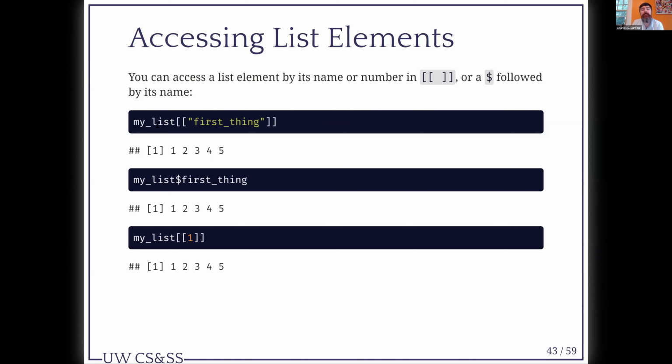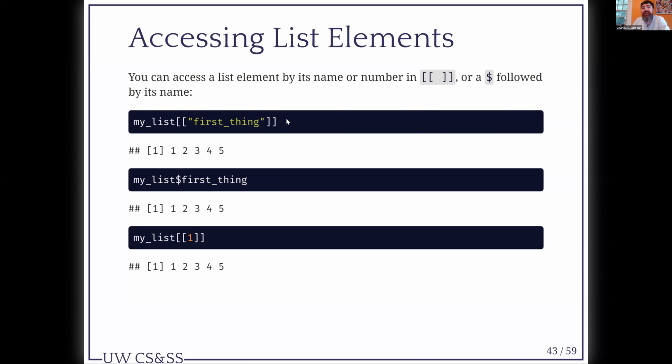Okay, if I say, take my list, subset to the first thing, I will get 1, 2, 3, 4, 5, because that's the first element of this list. If I say my list, $ first thing, I get 1, 2, 3, 4, 5. I could also numerically subset if I use the square brackets. I say my list, double brackets, 1, and I get 1, 2, 3, 4, 5. These are 3 equivalent ways to subset data in a list, okay?